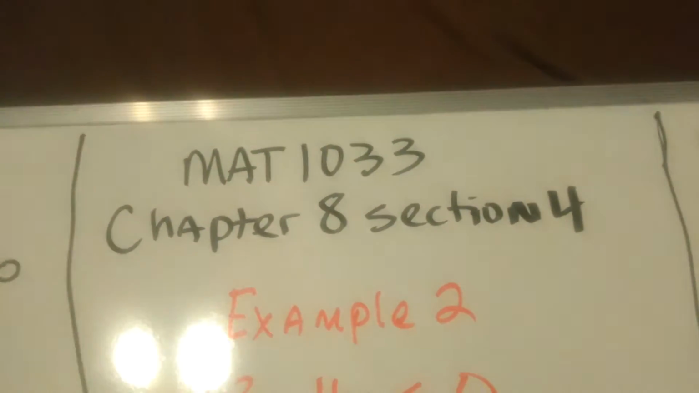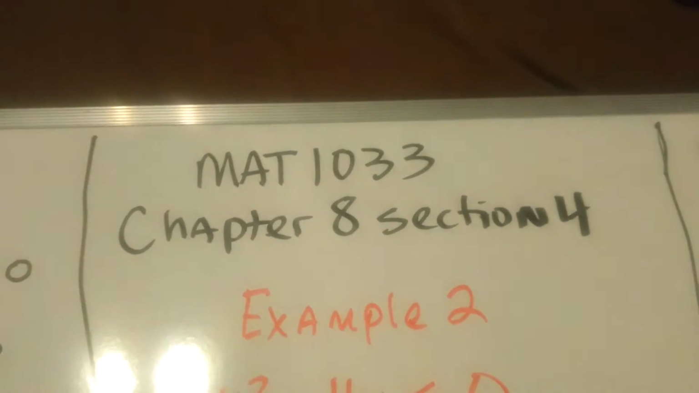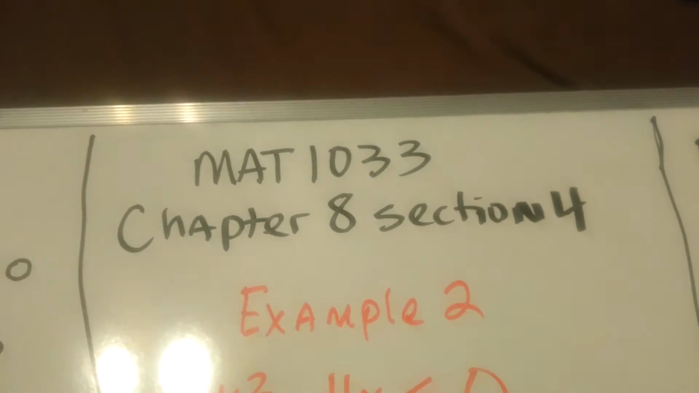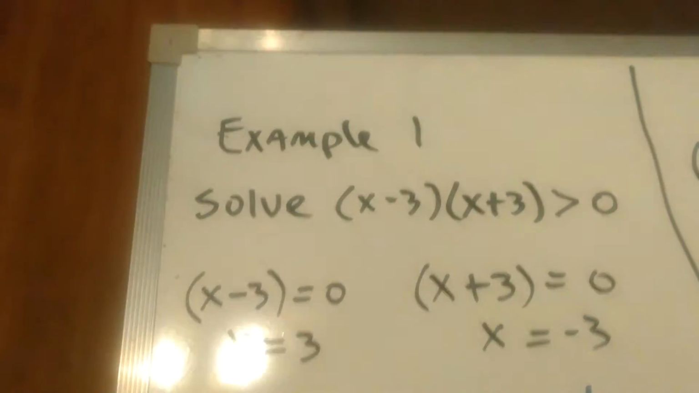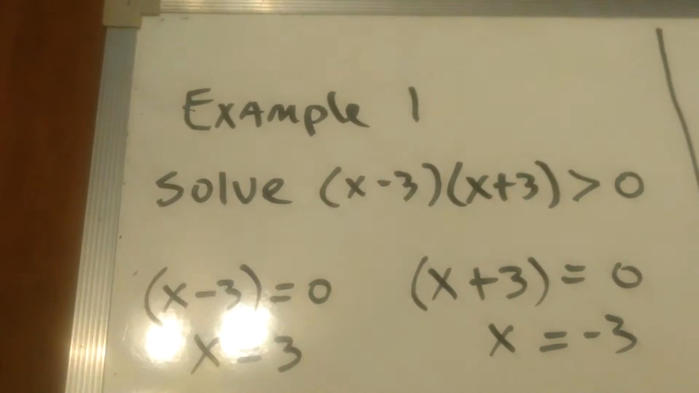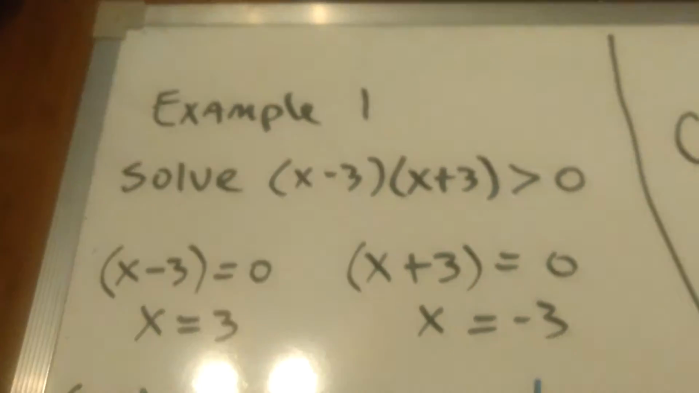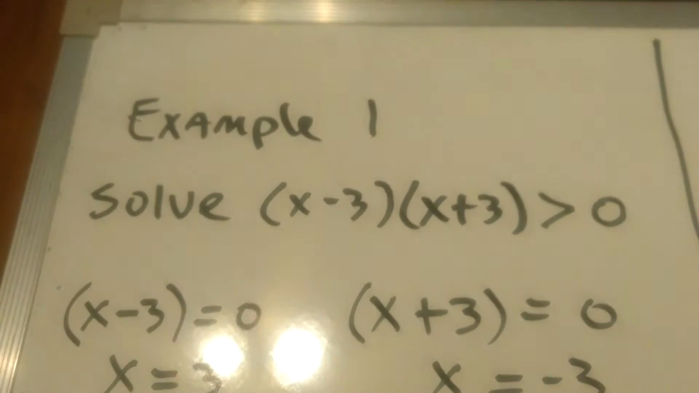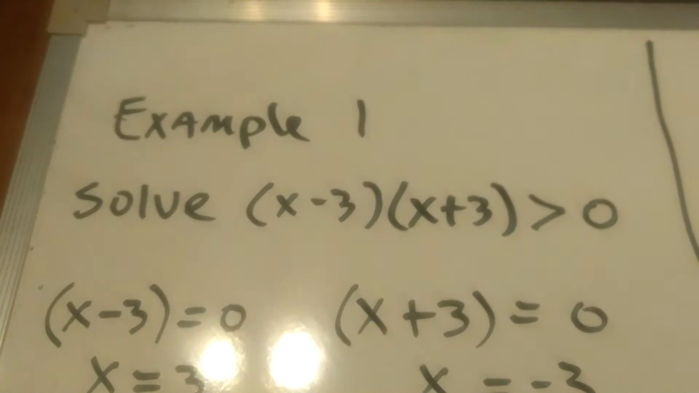1033, Chapter 8, Section 4. This is solving non-linear inequalities in one variable. So here's example 1. And example 1 says solve (x minus 3)(x plus 3) greater than 0.